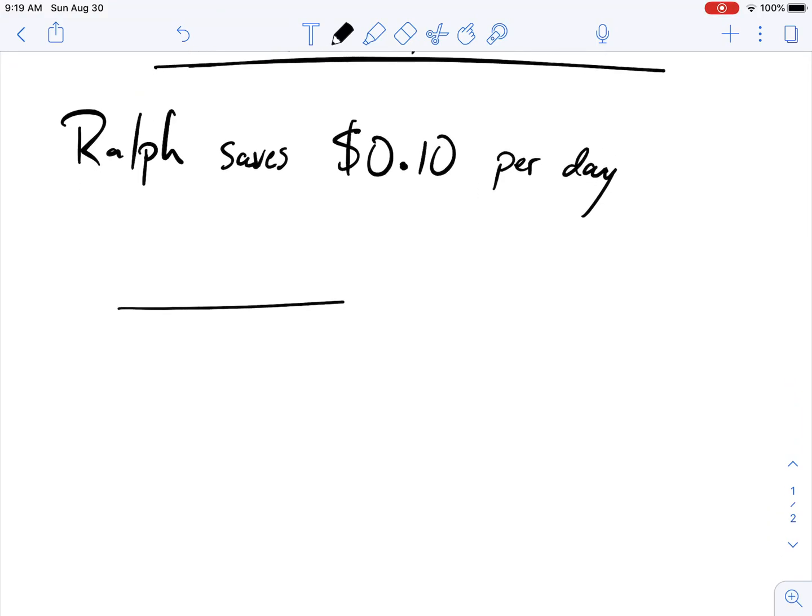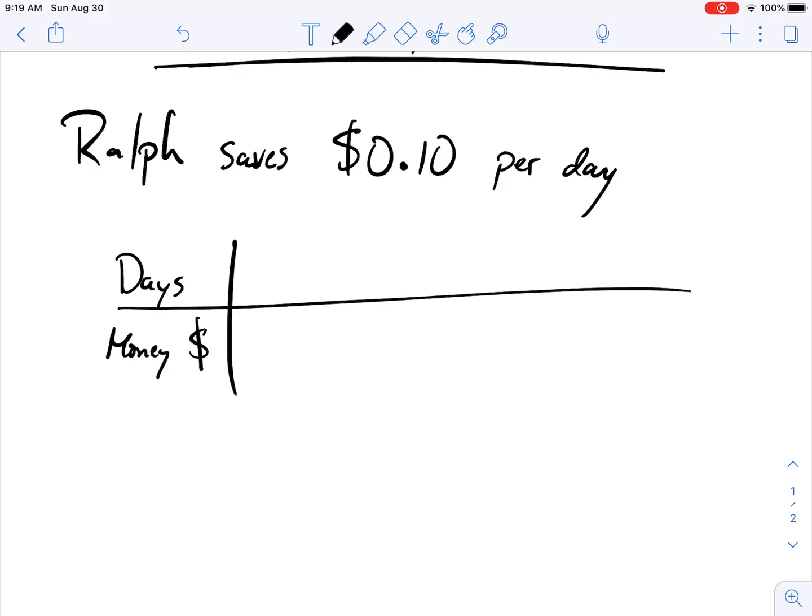Now when we make a table, we want two things here. We want days and we want money, right? The money is going to be in dollars. We want it in dollars, not in cents. Okay, so you might be used to writing cents like that, but we want to write it as a decimal now. So on day 0, you always want to start with day 0. Does Ralph have any money? No, he doesn't, so he has $0.